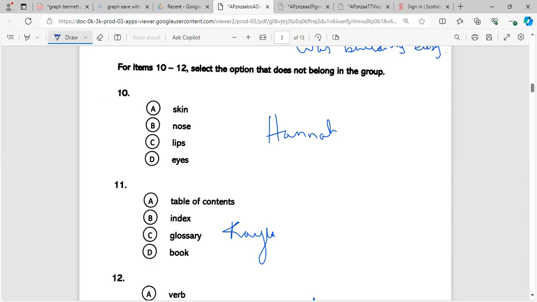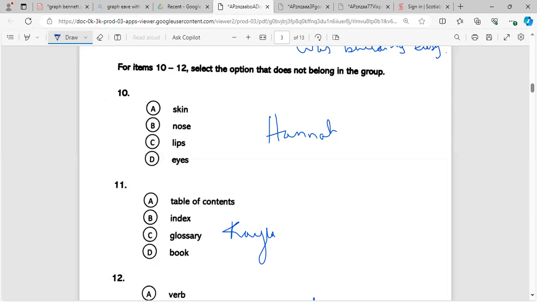For items 10 to 12, select the option that does not belong to the group. A, skin, B, nose, C, lips, D, eyes. I would say C, lips. Alright, so you say select the option that does not belong in the group: the skin, the nose, the lips, the eyes. Which one does not belong? The lips? Why the lips?